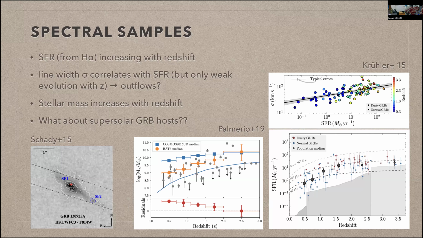And one thing that we are still a bit puzzled about is that there are a few, very few, but they do exist, supersolar metallicity host galaxies. And we're still not sure what's actually going on. For example, this one is resolved. Is there some star-forming region that is actually metal poor? That's where the GRB was. Is this like a sideline effect, that we don't see the actual GRB region behind?